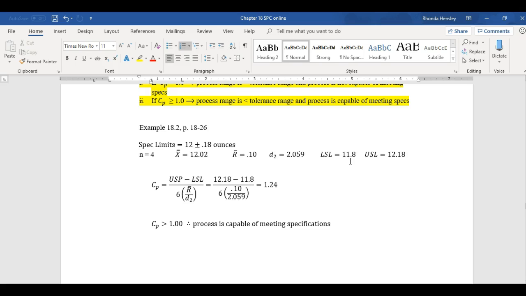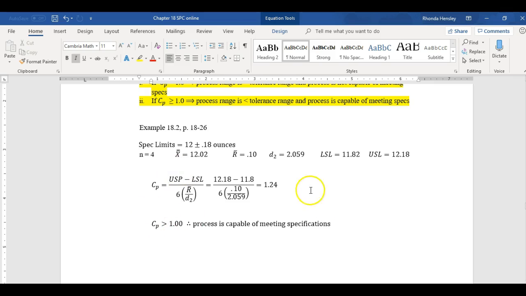No, 12. Yeah, 12 minus 0.18 is 11... I don't know. I've got 8 there. 11 point... It should be 8.2, I think. And we'll put the 2 out there. 8.2. And the upper spec limit is 12.18. So you just subtract it off from 12 and add it on to 12.